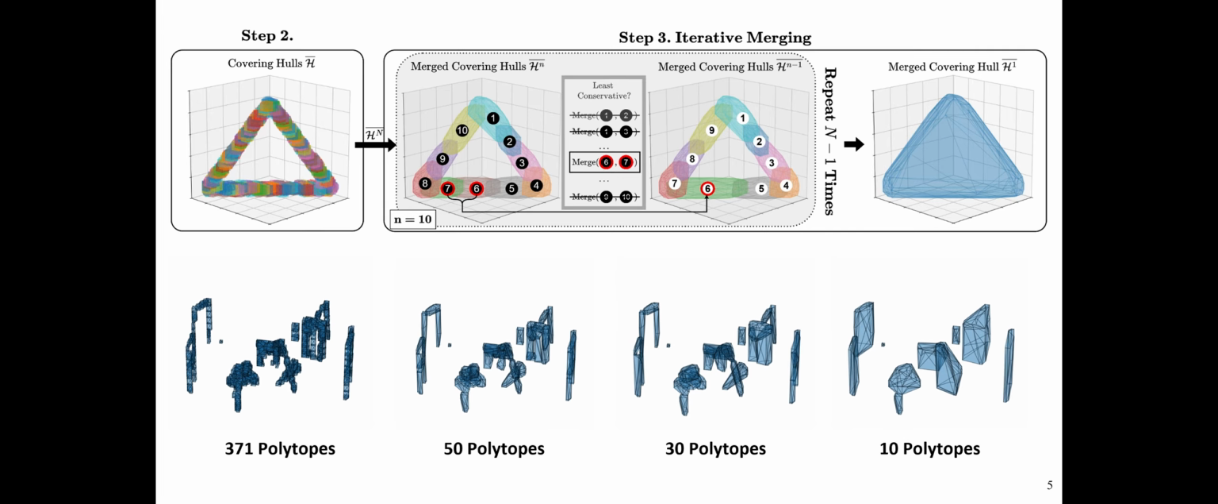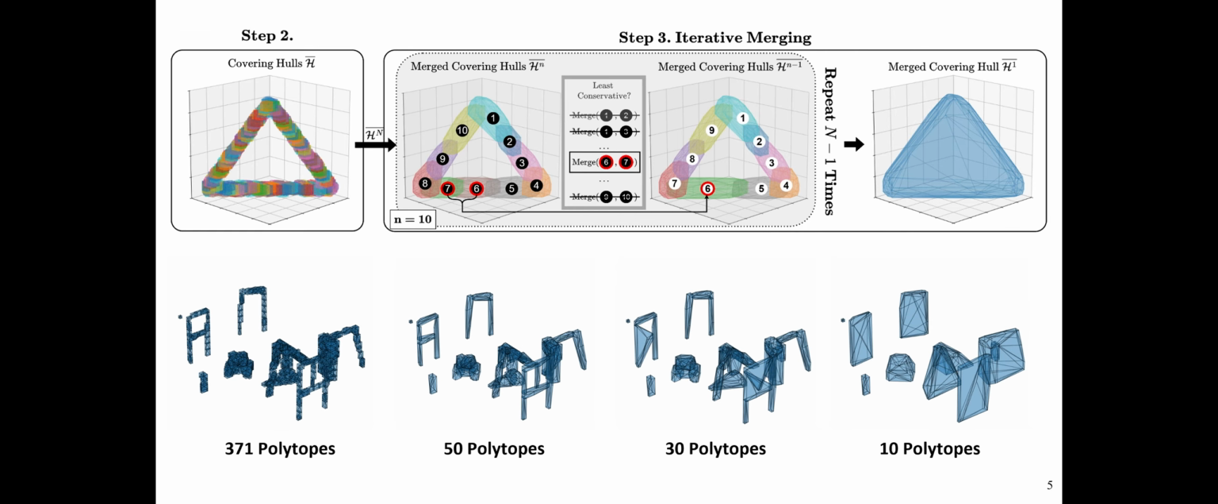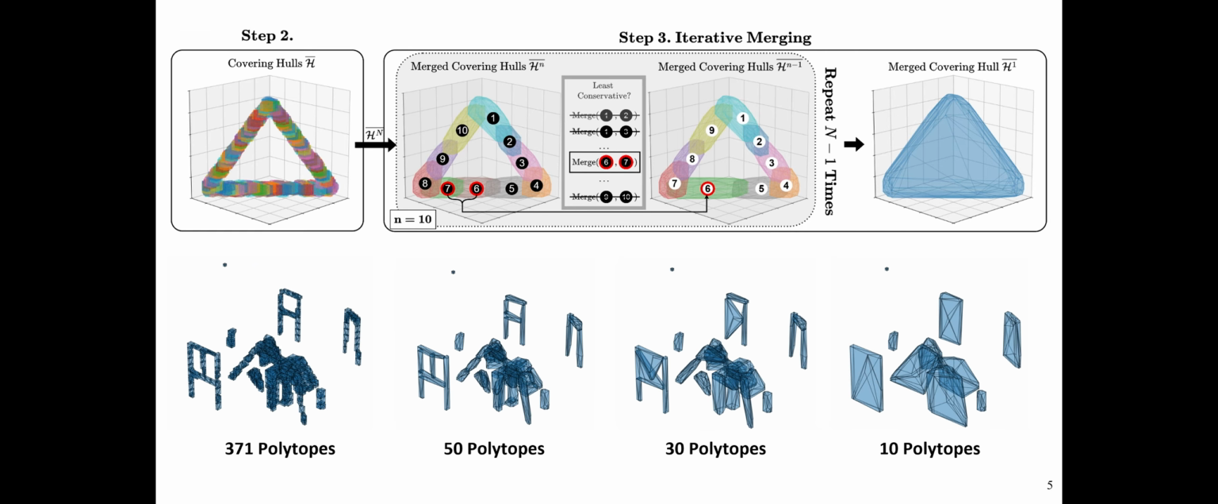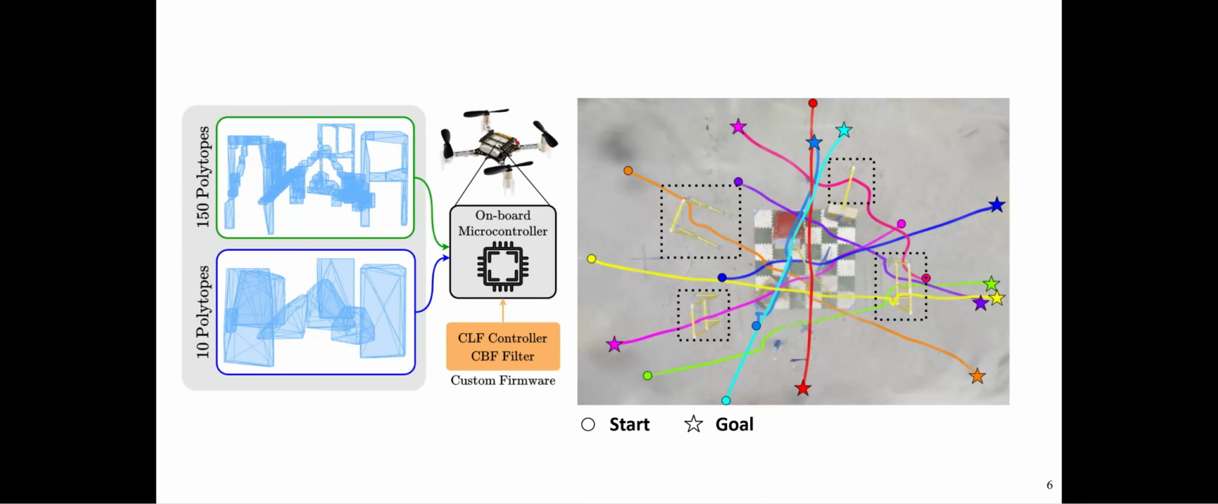As shown in the figures below, we progressively reduce the hull count from 371 down to 10 at the cost of including more free space in the hulls. This allows us to load these polytopes onto a tiny drone such as a Crazyflie and perform safe navigation using control barrier functions. Specifically, as shown in the left figure, we can select the number of polytopes to satisfy the hardware constraints as well as the desired level of conservativeness.